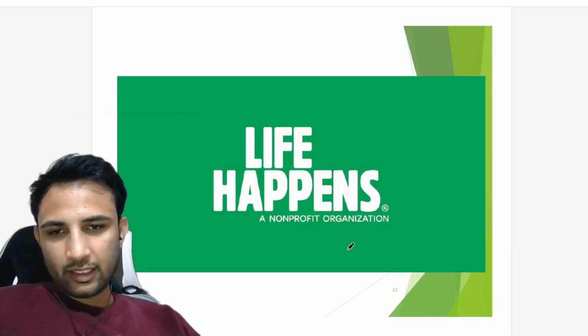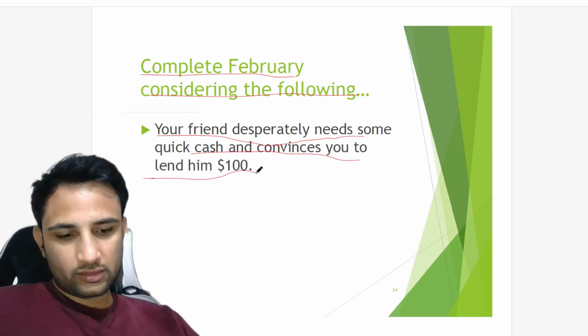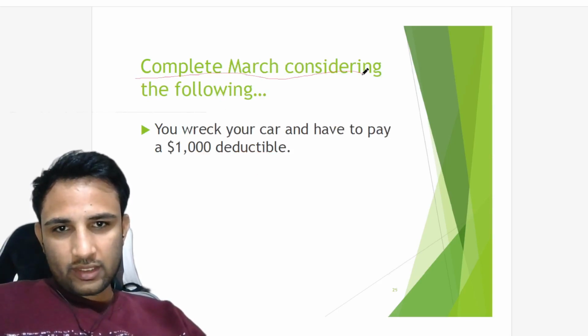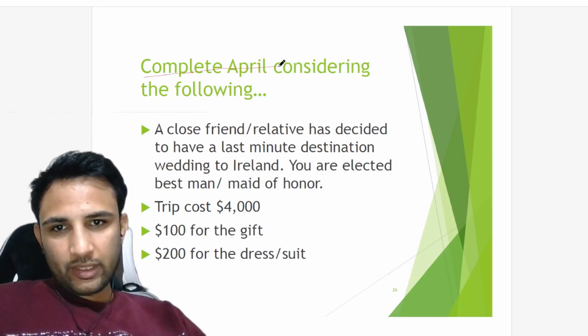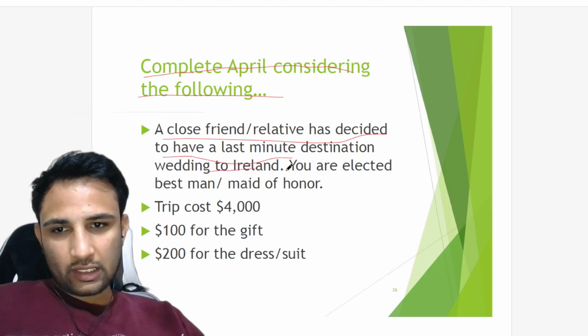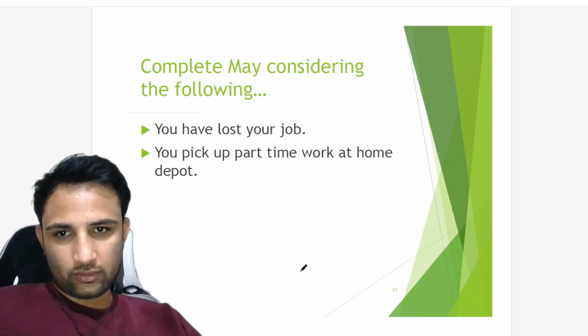So life happens and anything can happen at any moment. Complete February, considering the following: your friend desperately needs some quick cash and convinces you to lend him $100. Complete March, considering the following: you wreck your car and you have to pay a $1,000 deductible. Complete April, considering the following: a close friend or relative has decided to have a last-minute destination wedding in Ireland. You are elected best man or maid of honor. The trip actually costs $4,000, $100 for the gift, and $200 for the dress or suit.